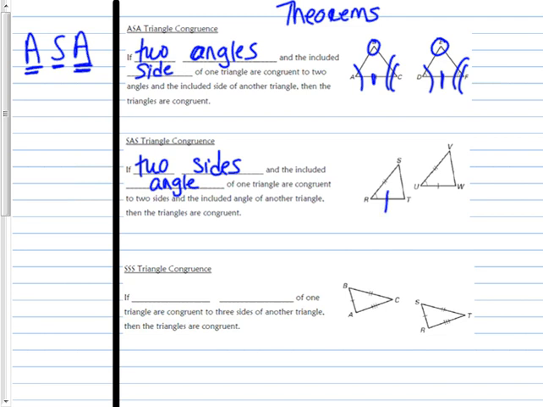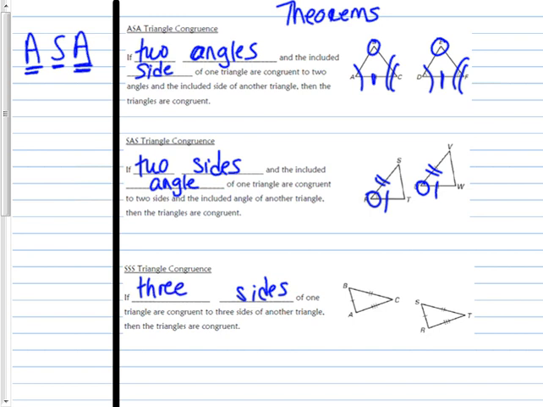So side, angle, side. I have the two sides and I have the angle in the middle. That's side angle side congruence. And that angle must be in between the two sides. The last one is side, side, side triangle congruence. Let's use some logic. What do you think is going to go on these lines? It's definitely going to be about sides. Well, how many of the sides? Well, side, side, side.